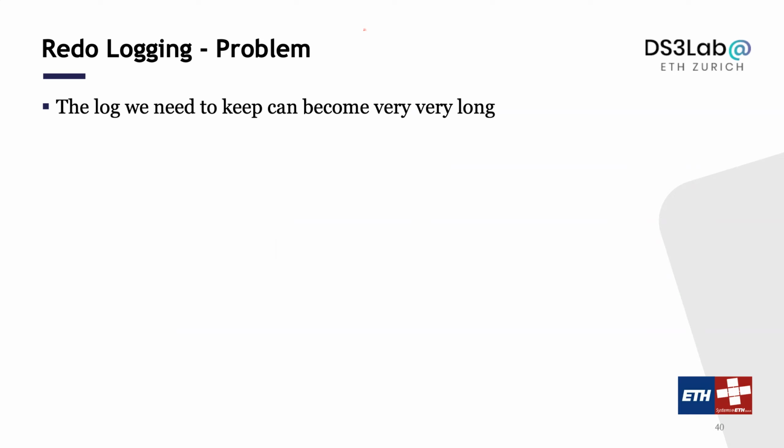In redo logging, the log could be very, very long. Even though I commit a transaction, I have no idea whether all of its changes are reflected on my hard drive or not. So I need to keep the whole log, until the beginning of my database. Because for all those transactions, maybe their changes are on my disk, maybe not. Potentially, if you do really naive redo logging, your log file could be very, very long.